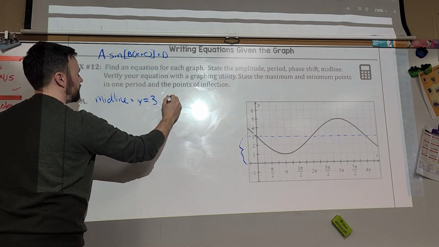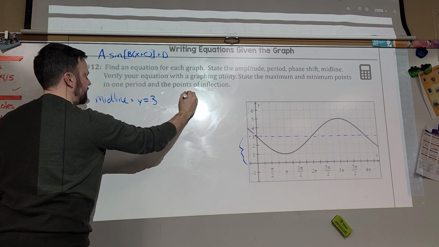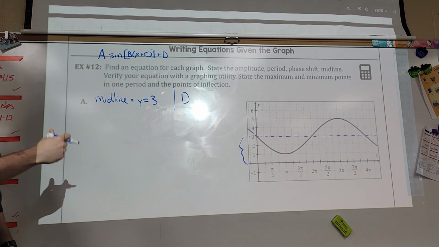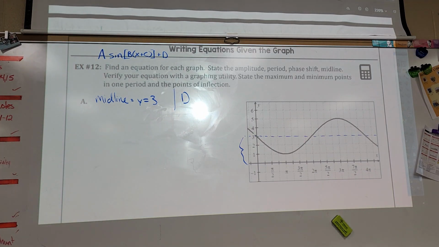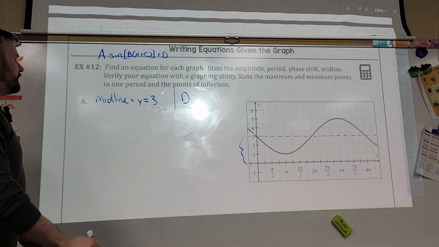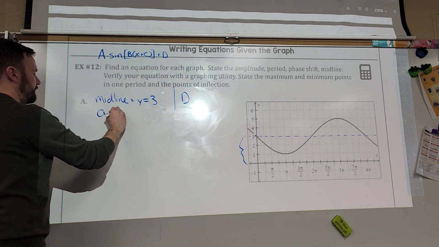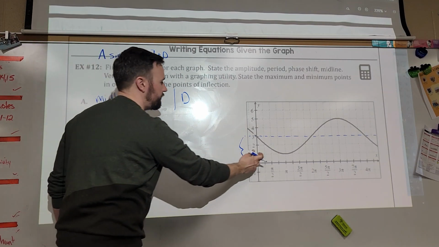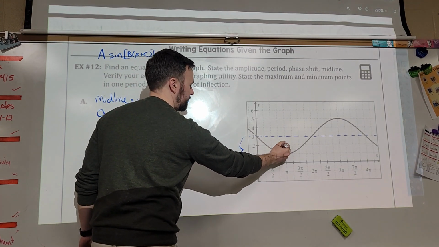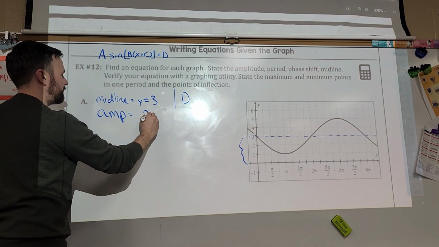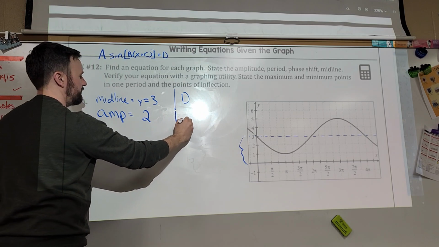And remember, this is going to give me my D. That will give me that part of my equation. Now I'll find amplitude. How far up or down do I go from the midline? 2. So my amplitude is 2, which gives me A.